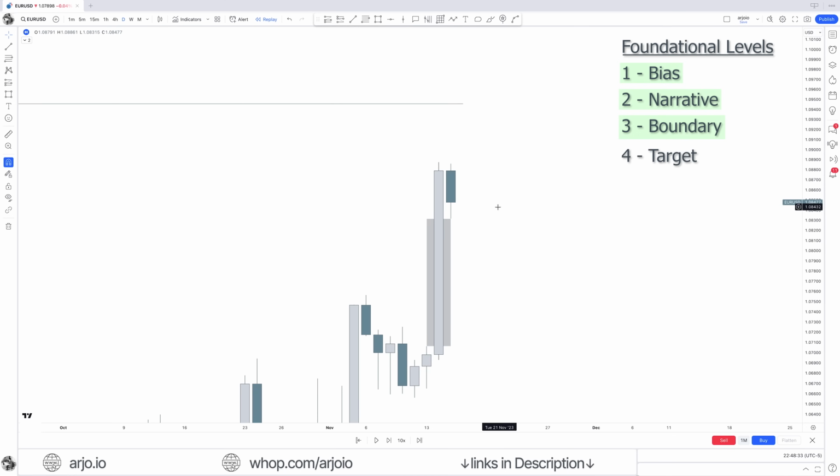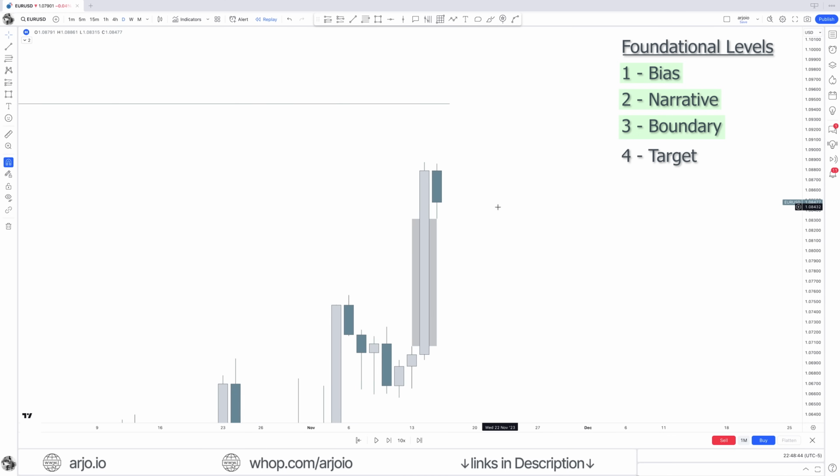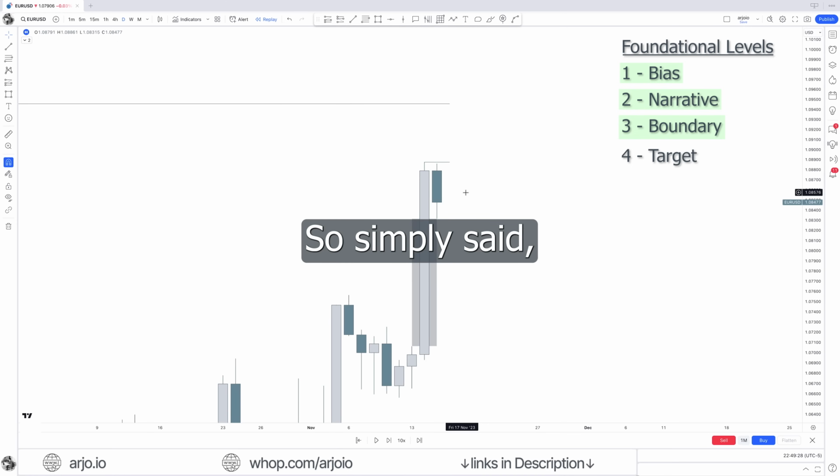What is the target? Because before we get into an entry pattern, we need to first understand the overall target. The first target is very simple. When we are looking at the narrative and the boundary, we are looking at a PD array to trade off of. In this case, it's the daily fair value gap right there. On the same exact time frame, we are going to encounter a first premium array, which is this swing high right now. It can also be a previous day high, for example, or a previous day low. So simply said, the foundational level number 4, that target, is the first opposing PD array.